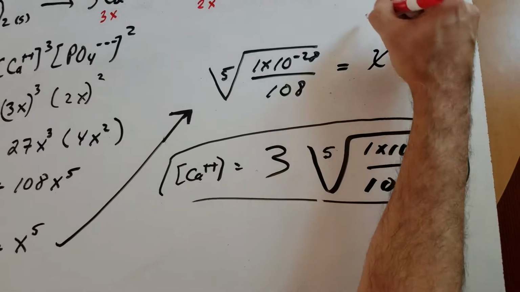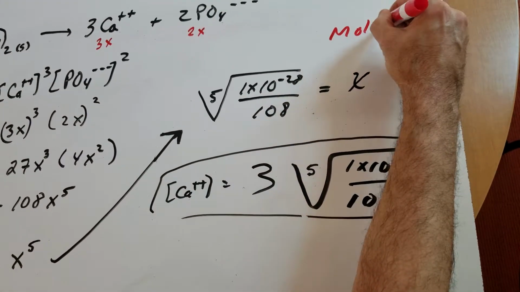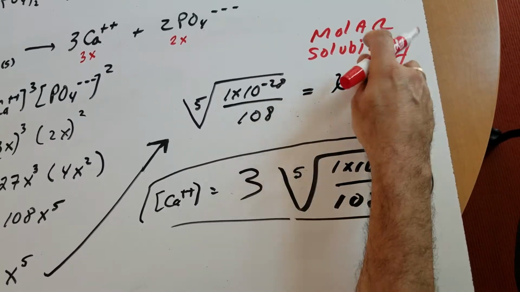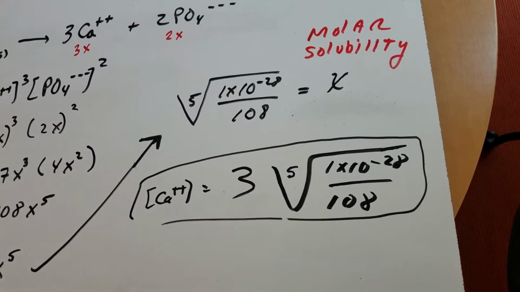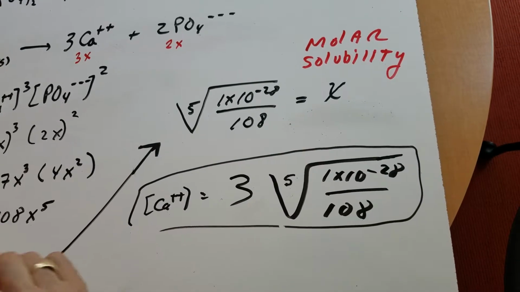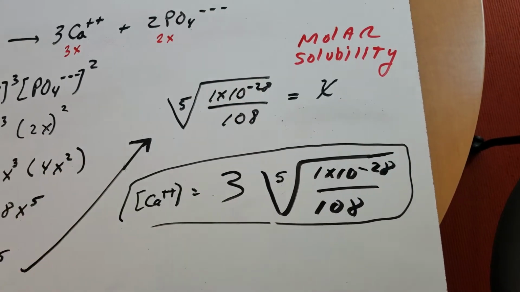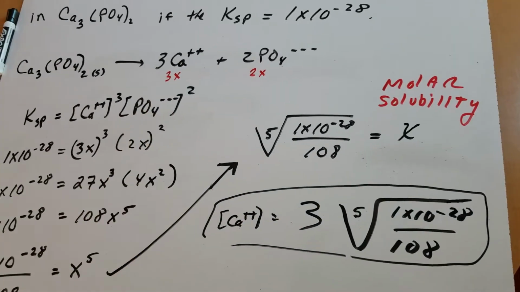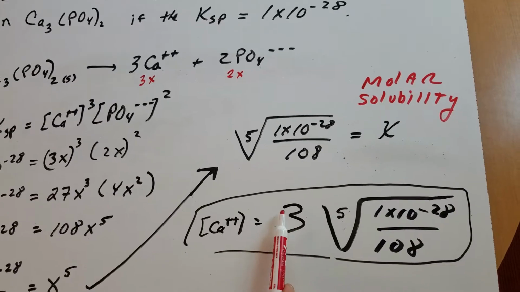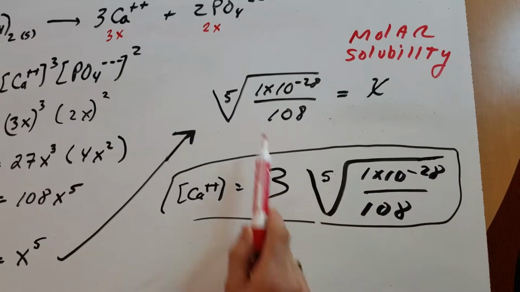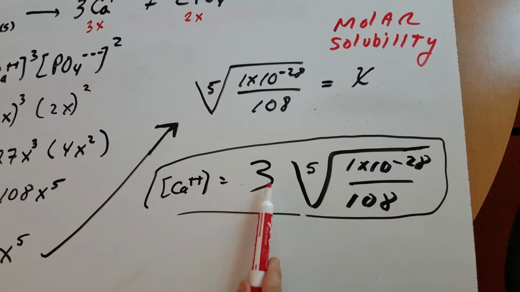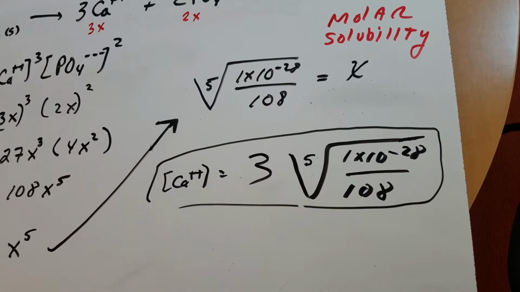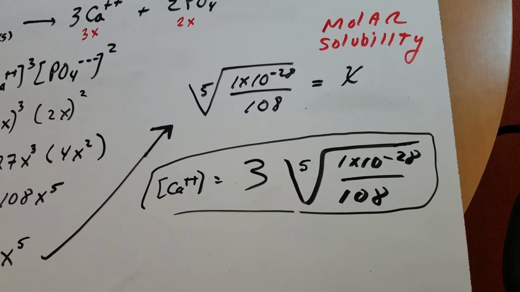Now this x stands for what we call the molar solubility. Some people call it S. I like to call it X. They're not asking me for the molar solubility of the calcium phosphate, but we want to find the calcium concentration. As you can see, the calcium is equal to 3x. So the calcium would be 3 times this entire quantity. So 3 times the fifth root of 1 to the minus 28 over 108 would be the correct expression.